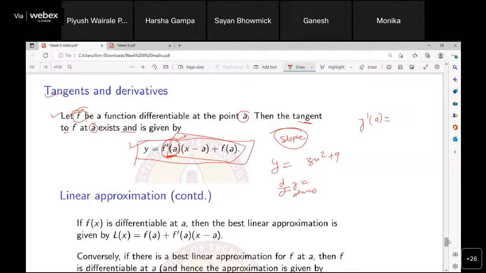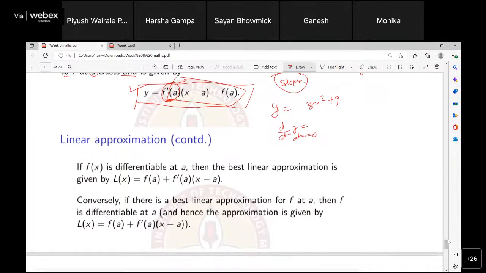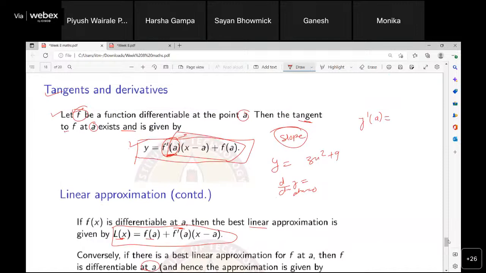Okay. So this is the tangents, and what is linear approximation here? If f of x is differentiable at a, then the best linear approximation is like this. The same expression is there, but here we are considering this linear approximation: f of a plus f dash of a times x minus a. And conversely, if there is a best linear approximation for f at a, then f is differentiable at a. The converse is also true, right? So just keep this in mind. Tangents: the expression is f dash of a times x minus a plus f of a, and this is for linear approximation.